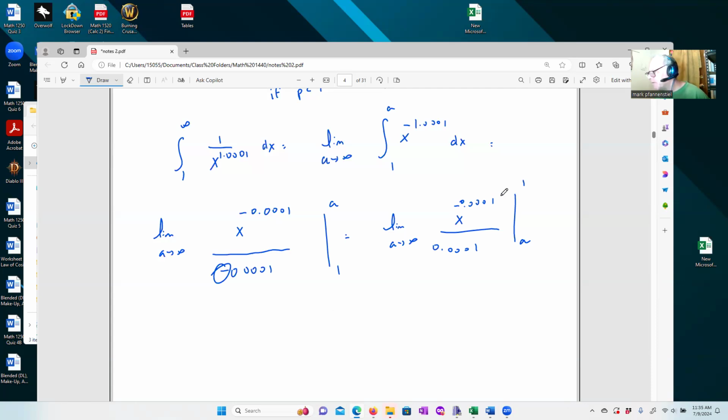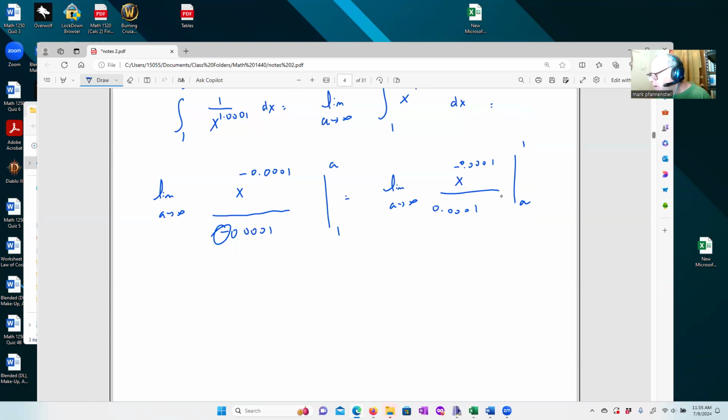Now we're ready to go ahead and put some numbers in. So if I have 1 to the negative 0.0001 divided by 0.0001 minus a to the negative 0.0001 divided by 0.0001, a is going off to infinity. This is really a fraction, so this whole thing is going to 0. And what we're going to end up with is 1 raised to anything. As long as it's finite, 1 raised to a finite power is going to be 1.